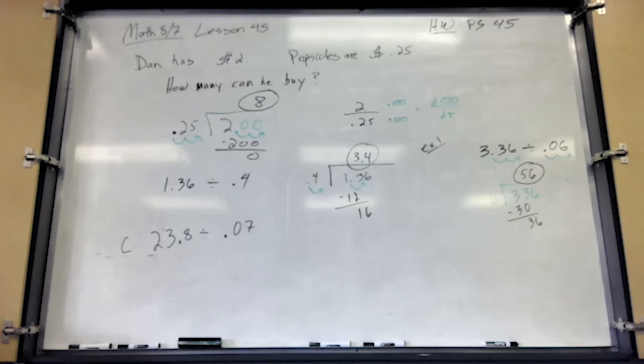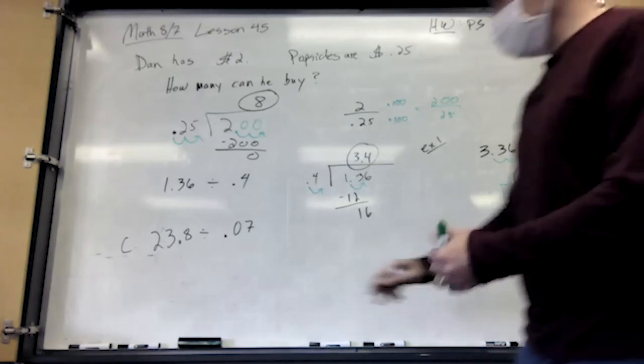Grace, what did you get? 300. Okay. I thought I heard a 340. Anyone else get 340? Okay. Did anyone get 34? All right. So you see the problem with 34? So let's do it together.